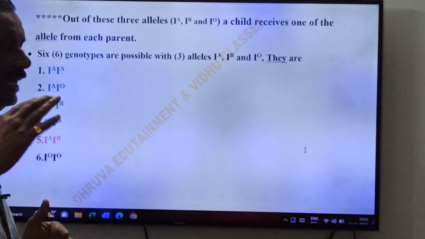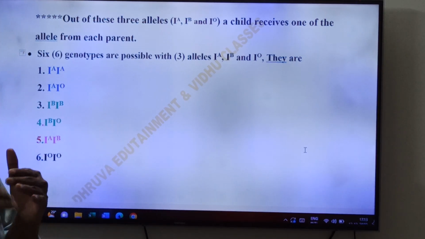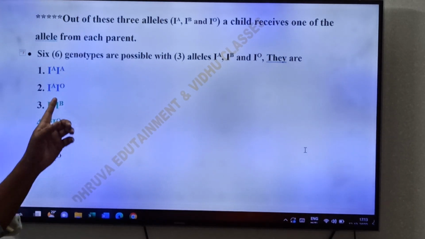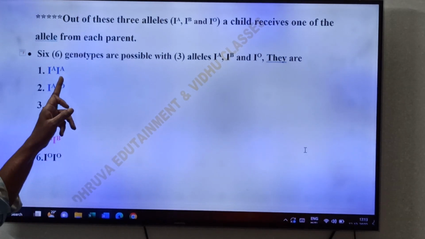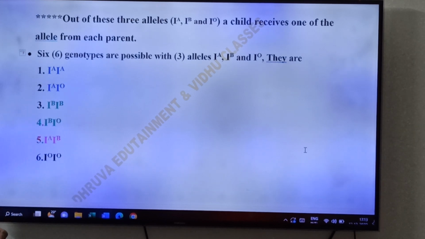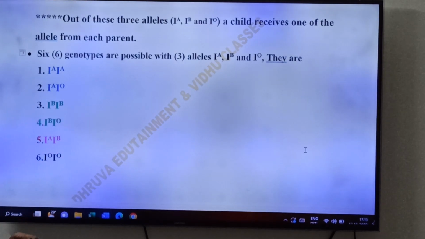Now friends, these 3 alleles form 6 genotypes. What are they, friends? IA IA is homozygous dominant. IA IO is heterozygous dominant. IB IB is homozygous dominant. IB IO is heterozygous dominant. IA IB is codominant, friends. IO IO is homozygous recessive.